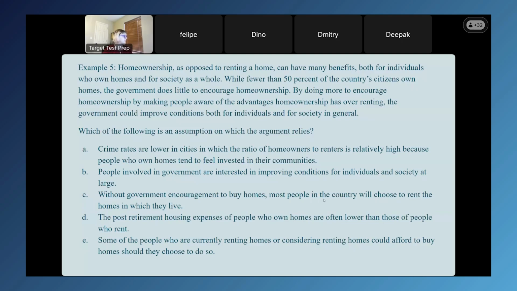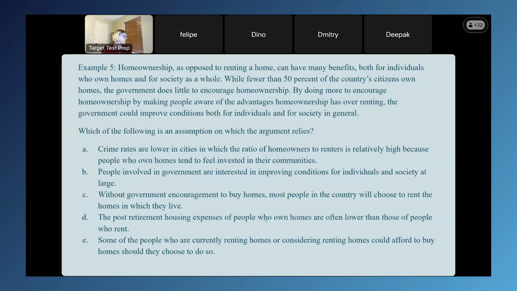D, the post-retirement housing expenses of people who own homes are often lower than those of people who rent. A kind of says here's a reason why homeownership has benefits for society as a whole, and D is saying here's a reason why homeownership has benefits for individuals, but we don't need to know either one because we already know that there are benefits.